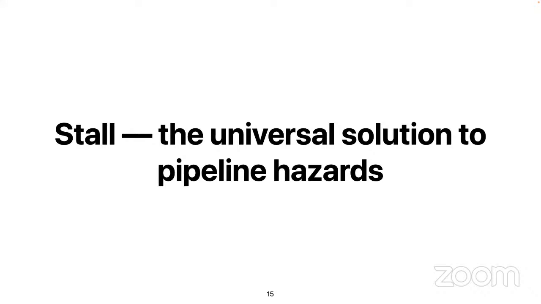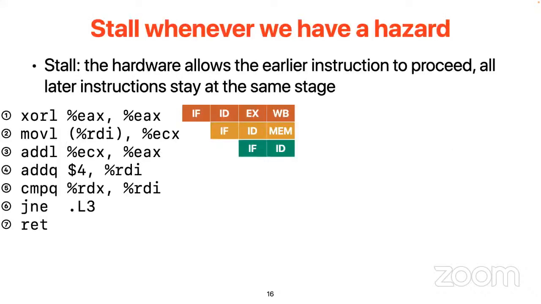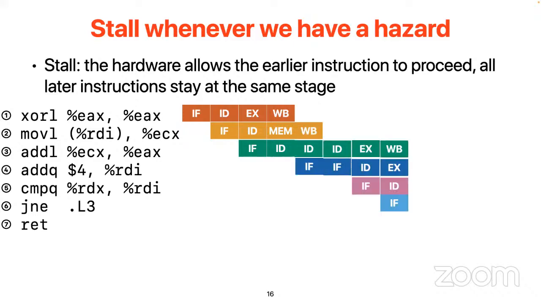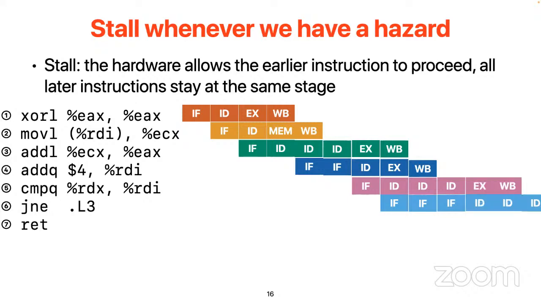A universal solution to this pipeline hazard is actually stall. By stall, we mean we let the early instruction make progress first, and then the later instruction just waits. It turns out that if you use the idea of stall, for these particular 6 instructions, it would take, let me see, 1, 2, 3, 4, 5, 6, 7, 8, 9, 10.